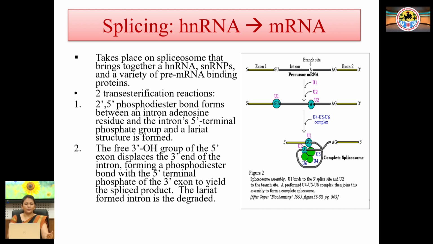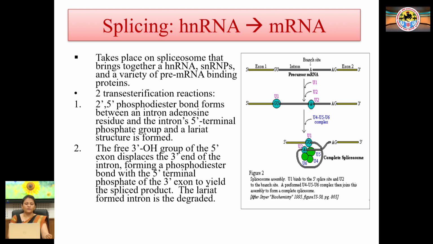Splicing is a very important process in the case of eukaryotes. It takes place with the help of the spliceosome that brings together the hnRNA and snRNP molecules. It is a variety of molecules that bind to the pre-mRNA and form the mature RNA. Here you can see that the exons and introns both are present in eukaryotes, but the introns should be removed by the process of splicing. Splicing is a very important process in which only the expressing elements are present.